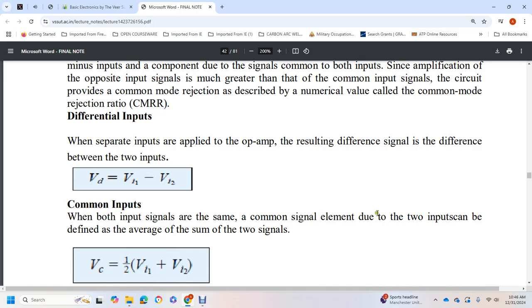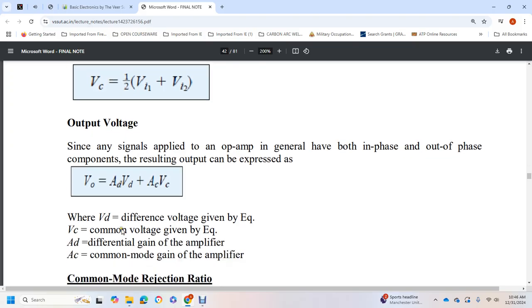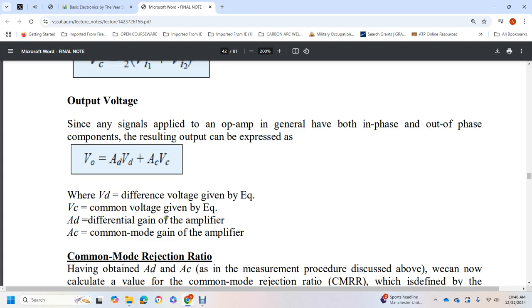The signal of the common signal element with the two inputs, the different voltage sum of the two voltages common, and equal to 1/2 of voltage 1 plus voltage 2. Output voltage: single amp signals. Since any signal applied with the operational amp generally has both in-phase and out-of-phase components, the resulting output is expressed in voltage output as the differential gain of the amplifier times the difference in voltage, plus the common mode gain of the amplifier times the common voltage, as given in the equation.